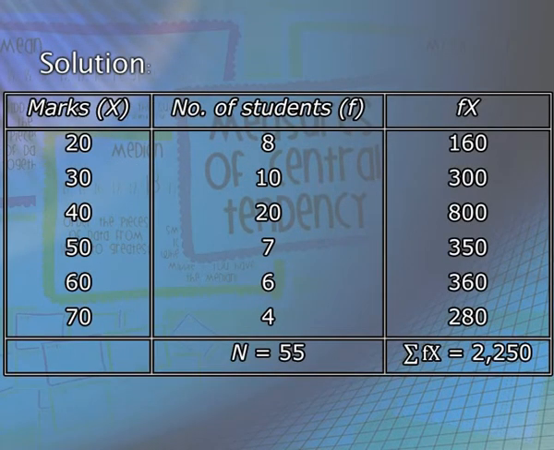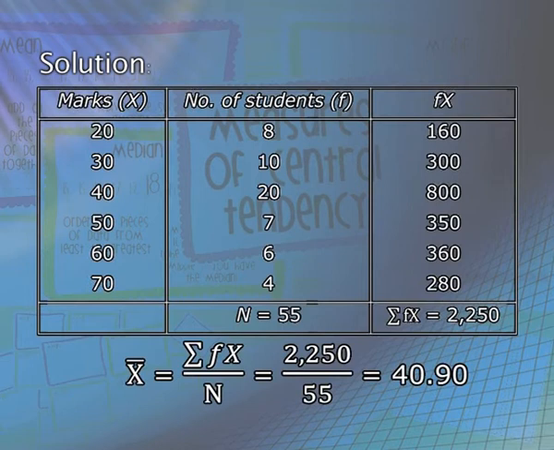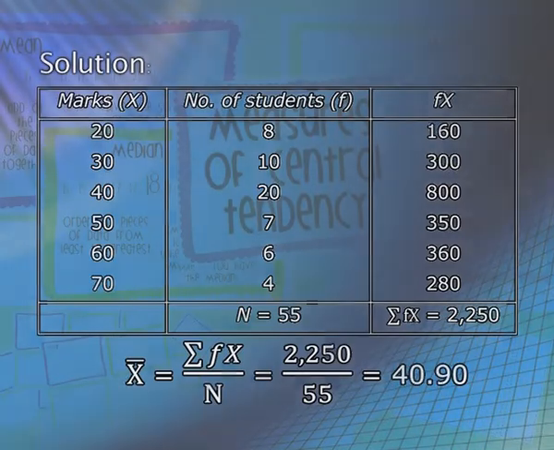Let the marks be denoted by x and the number of students by f. So we have x bar is equal to sigma fx by n. Sigma fx will come out to be 2250. We know n here is 55. So we have 2250 divided by 55, and it will give you 40.90. Hence the average mark will be 40.90.